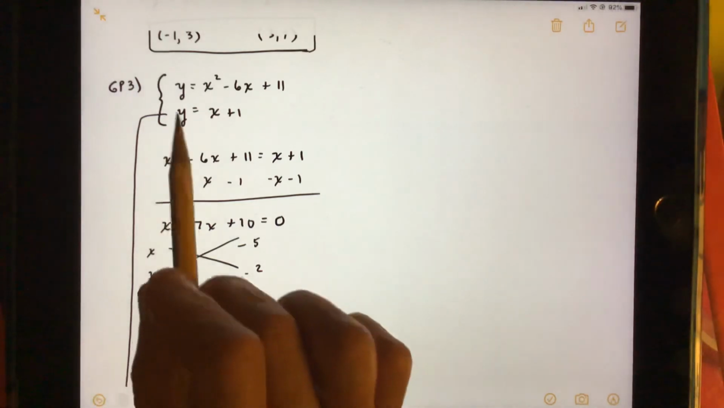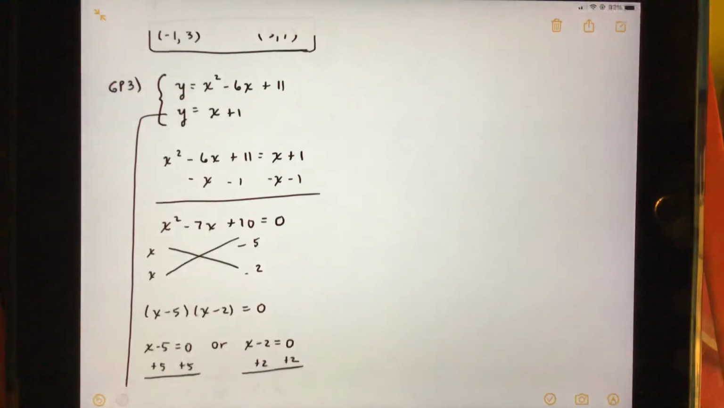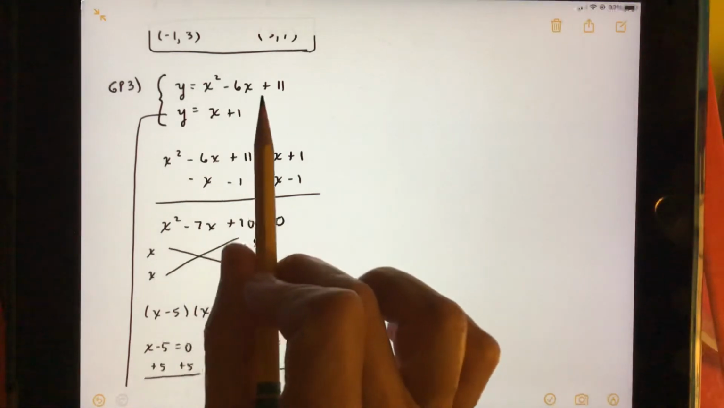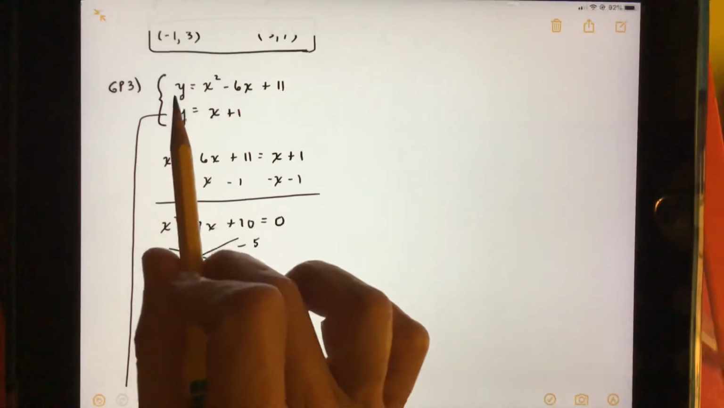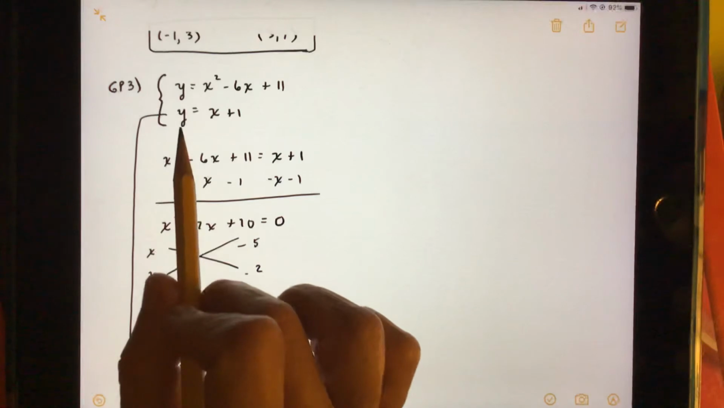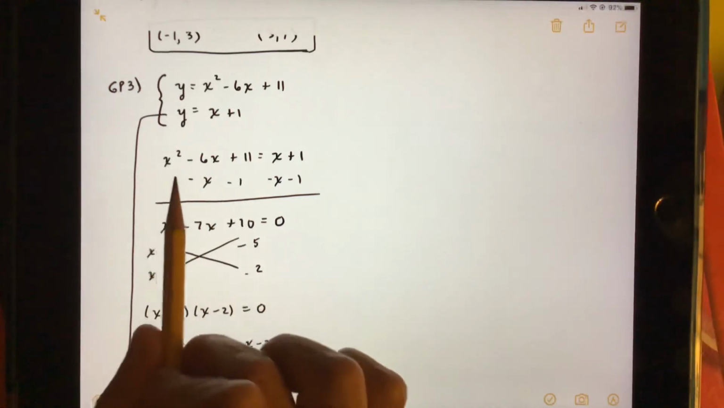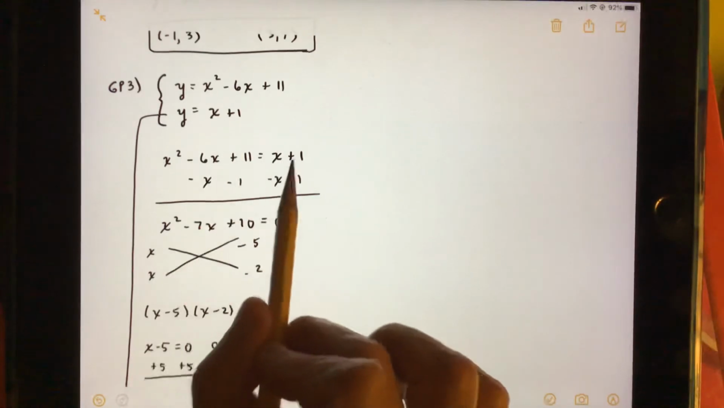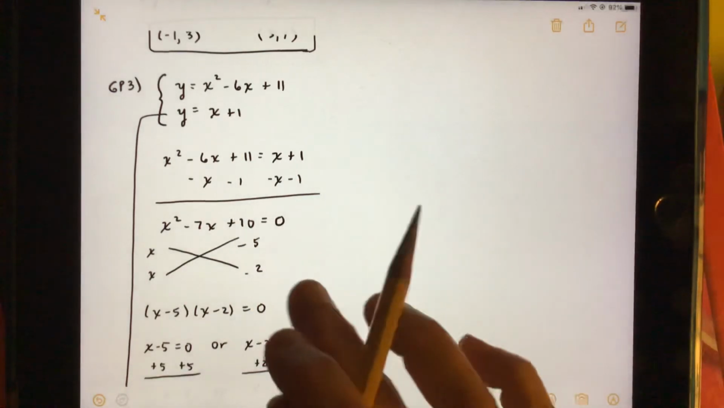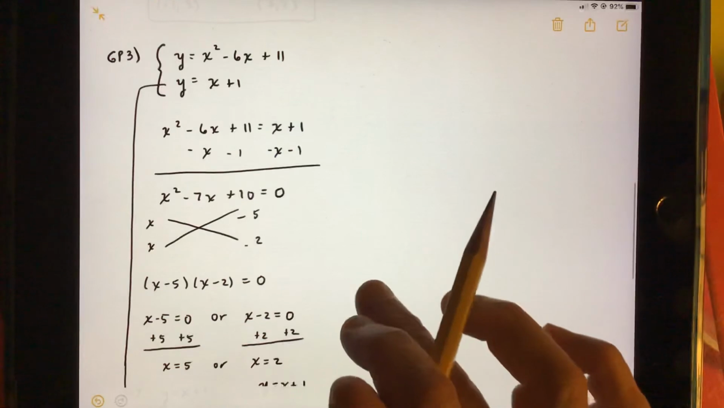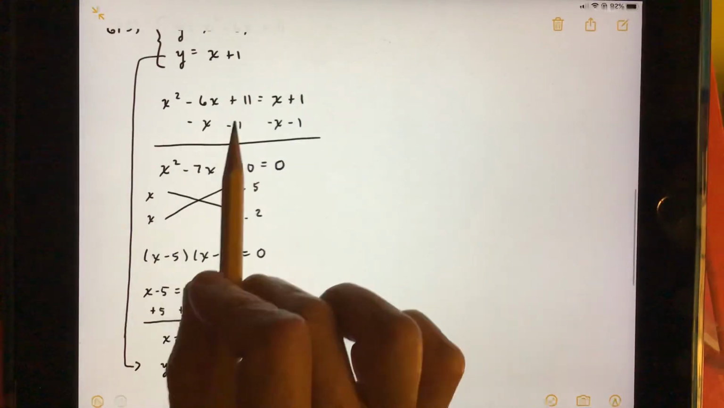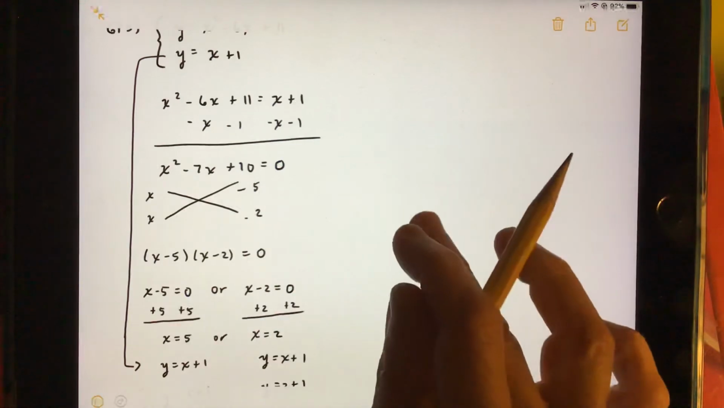So just like the last problem, these both happen to be equal to y, so I'm going to use substitution again as my method. I'm going to take this x squared minus 6x plus 11, which happens to be equal to y, and put it in place of this y. So I'm going to rewrite the second equation as x squared minus 6x plus 11 is equal to x plus 1. And then I'm going to subtract x and subtract 1 from both sides. I want to see if I can solve this quadratic equation by factoring, so I'll get it equal to 0.